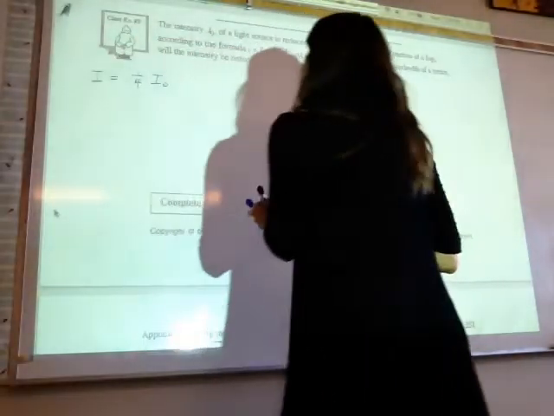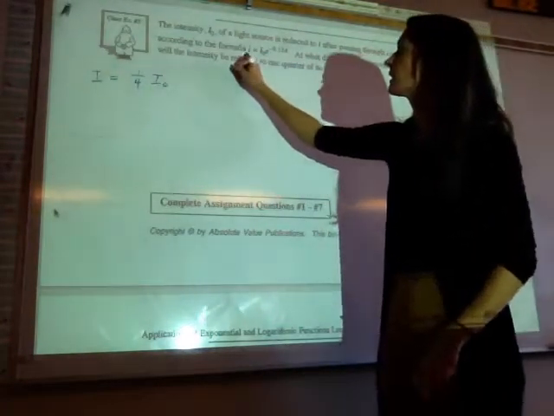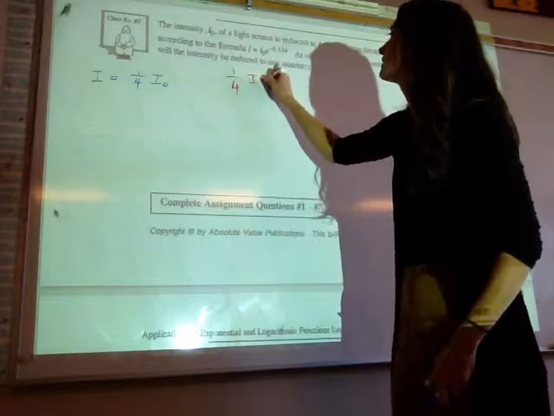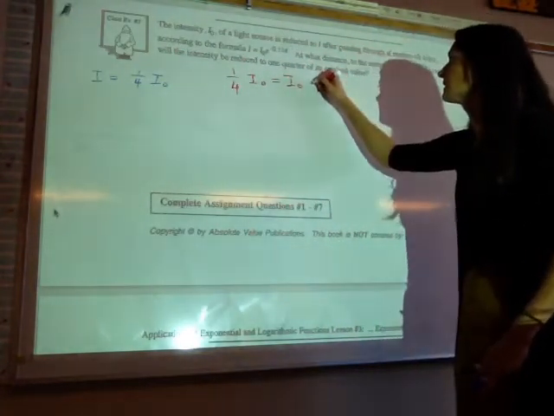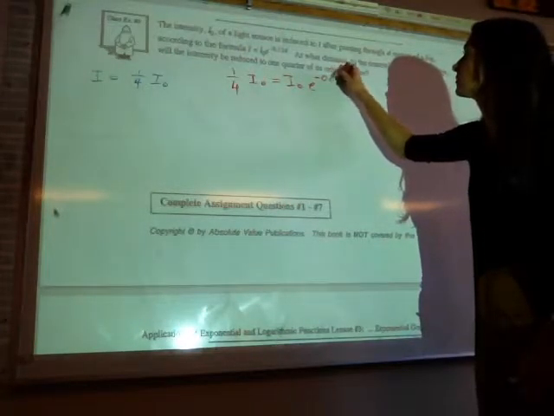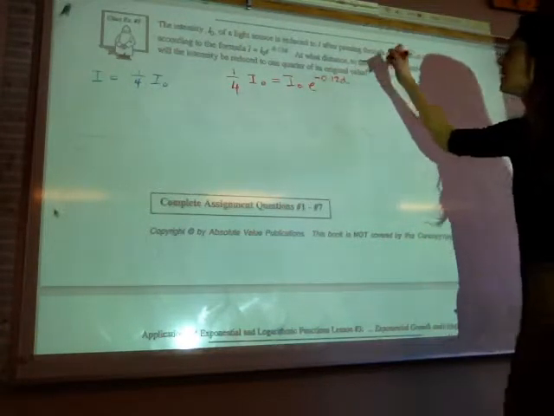So knowing that, we're just going to plug that into the formula. We get 1/4 of the original is equal to the original intensity times e to the power of negative 0.12 times d.